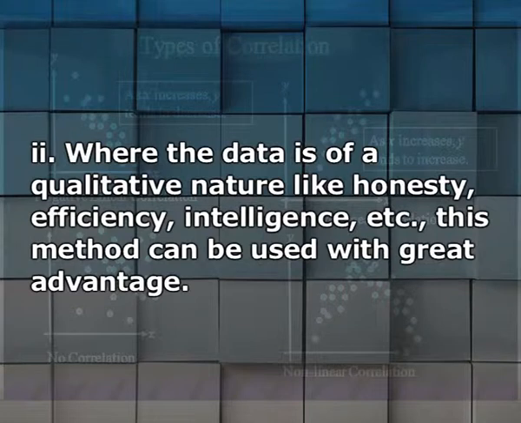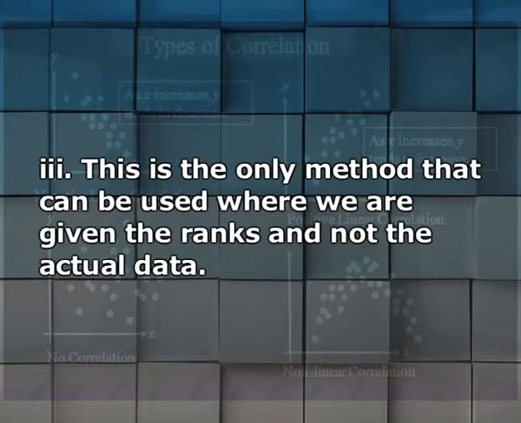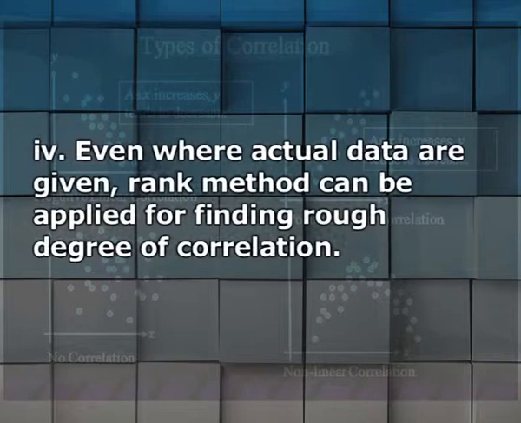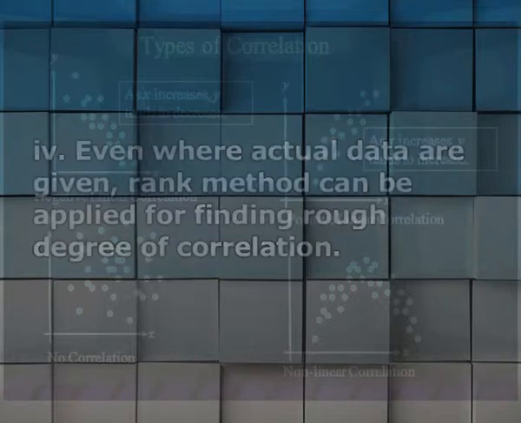Second point, where the data is of a qualitative nature like honesty, efficiency, intelligence, etc., this method can be used with great advantage. Third merit, this is the only method that can be used where we are given the ranks and not the actual data. Fourth one, even where actual data are given, the rank method can be applied for finding a rough degree of correlation.